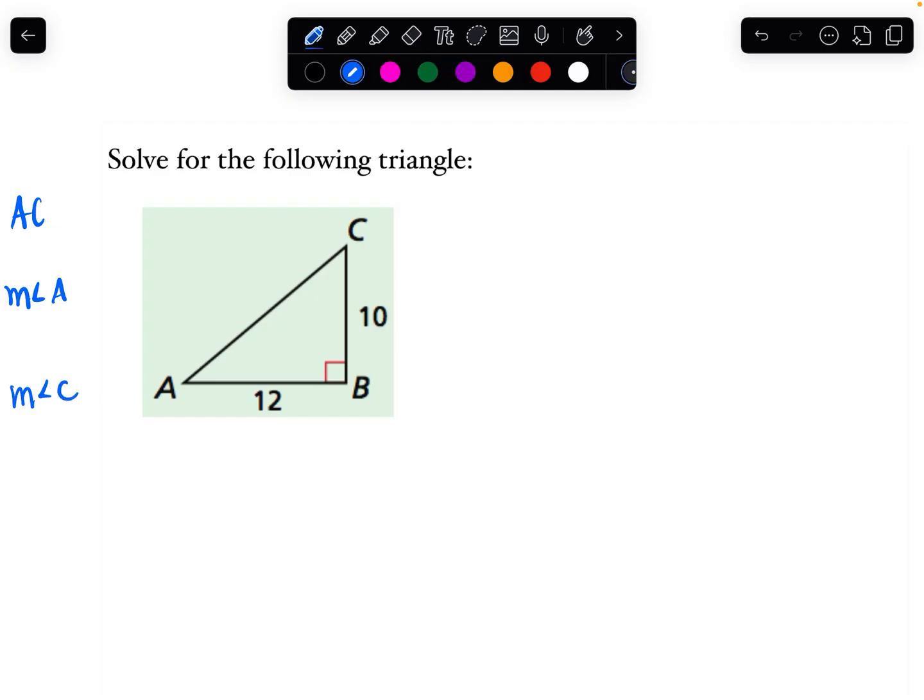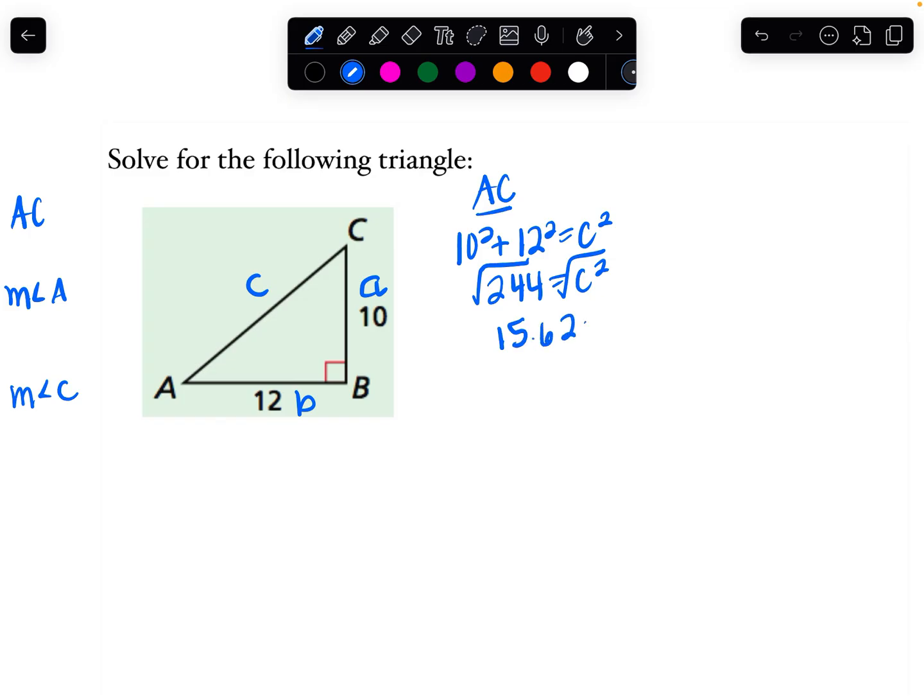We'll start with AC. That's just using the Pythagorean theorem. So label our A, B, and C. We have 10 squared plus 12 squared is C squared. So 244 is C squared. And square rooting both sides, we get about 15.62 is C. So AC is about 15.62.